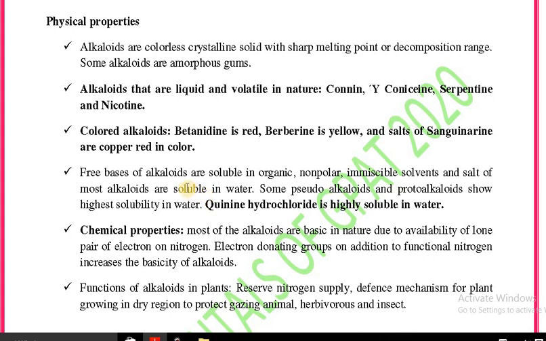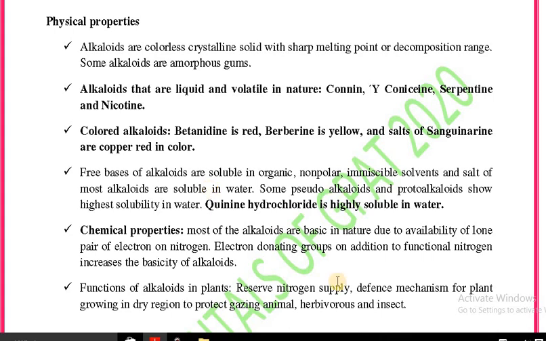Free bases of alkaloids are soluble in organic solvents, non-polar, water-immiscible solvents, and salts are soluble in water. Most of the alkaloid salts are soluble in water. Some pseudoalkaloids and protoalkaloids show higher solubility in water. So quinine hydrochloride is highly soluble in water.